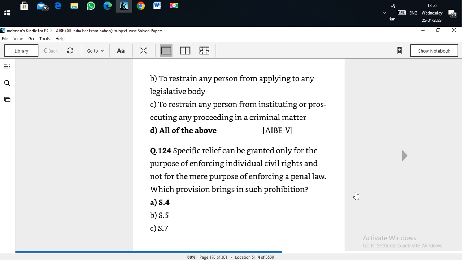To restrain any person from applying to any legislature, or to restrain any person from instituting or prosecuting any proceeding in a criminal matter, all of them are the right answer. Specific relief can be granted only for the purpose of enforcing an individual civil right and not for the mere purpose of enforcing a penal law. This provision is there under Section 4.